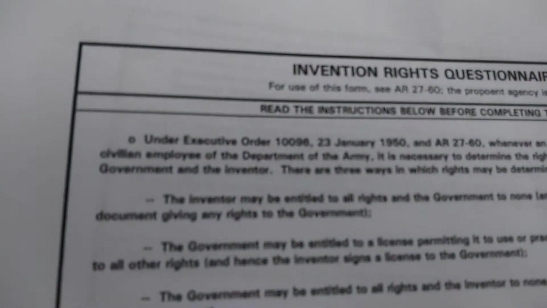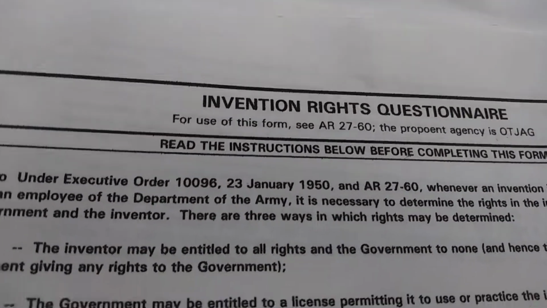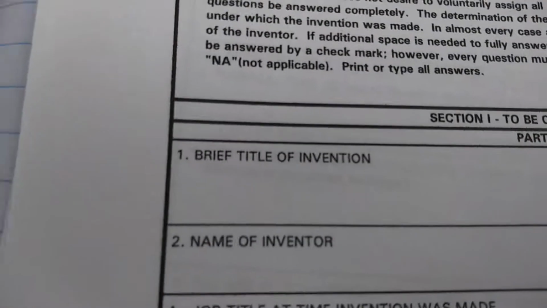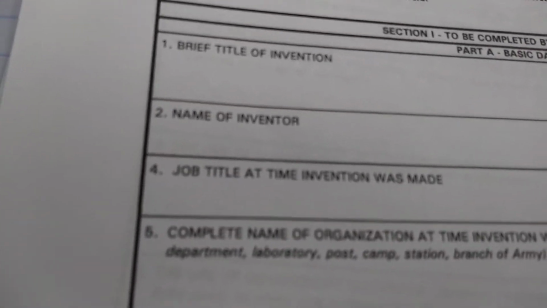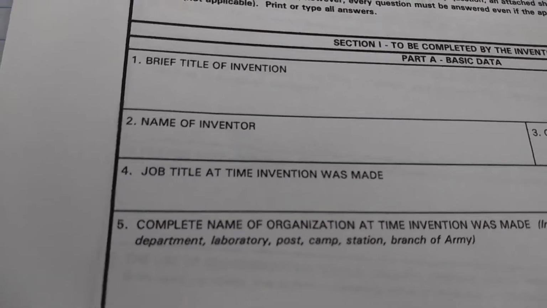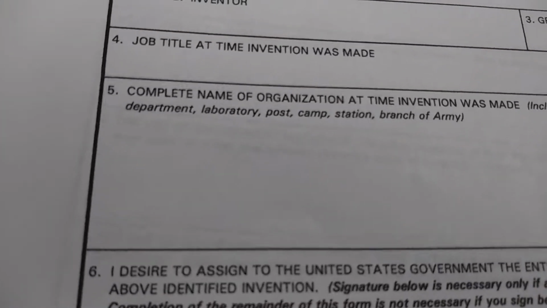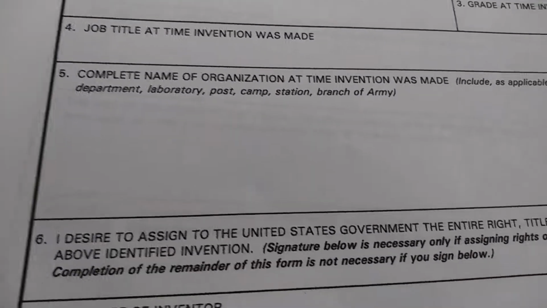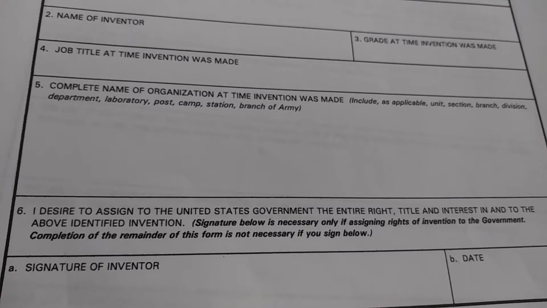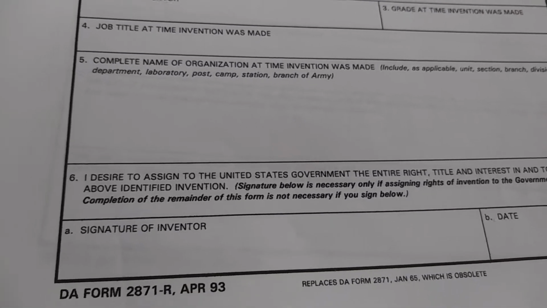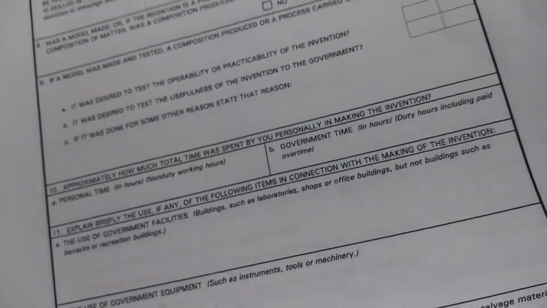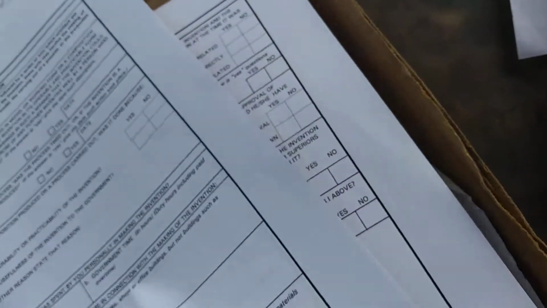Invention rights questionnaire. This is also AR from CAR 2760. Proponents: brief title of invention, name of the inventor, job title, where the invention was made, complete organization. The inventor agrees to assign the United States government the entire right, title, and interest in the above identified invention. That has an extra page. These are 3 pages. All right.